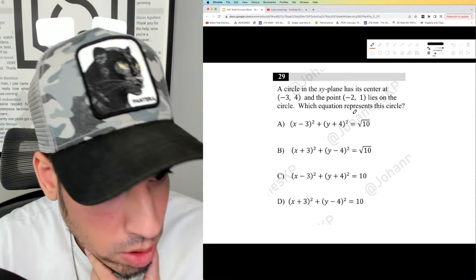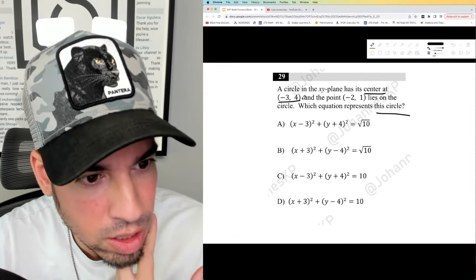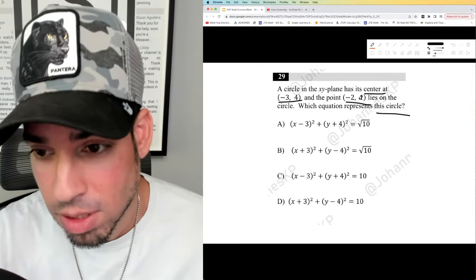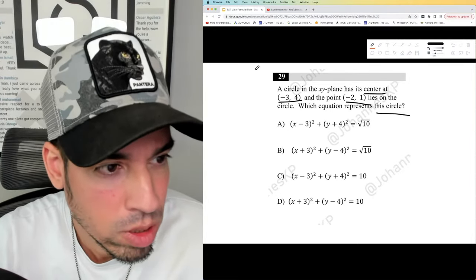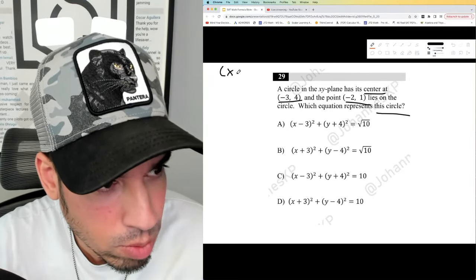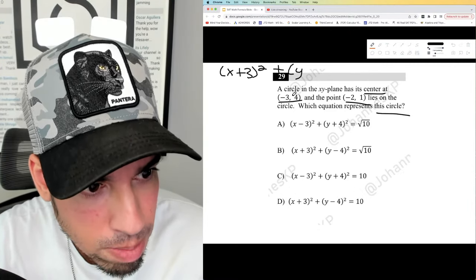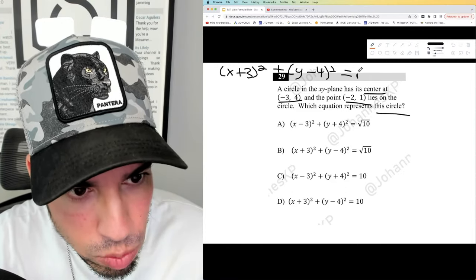Here we had another one that was really interesting. So which equation represents a circle? And it has a center here and a point here. This is a tough one. It's 29, obviously one of the last questions in the calculator section, very hard. How do I pull this together? So initially, I would say we've got x minus negative 3, which is plus 3, squared, plus y minus the center value coordinate, which is 4, squared, equals the radius squared.